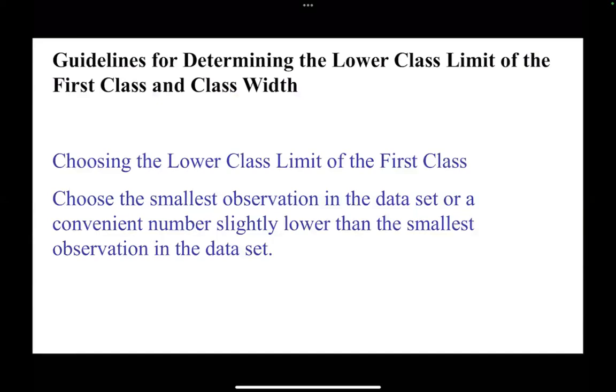So as I said before, when we choose our lower class limit of the first class, you find the smallest observation and then find a convenient number slightly lower than the smallest observation. Either use the smallest number or use a convenient number slightly lower. I say a pretty number. So find that smallest data value, then find a pretty number right below it. That's how you get your lowest class limit, or the lower class limit.